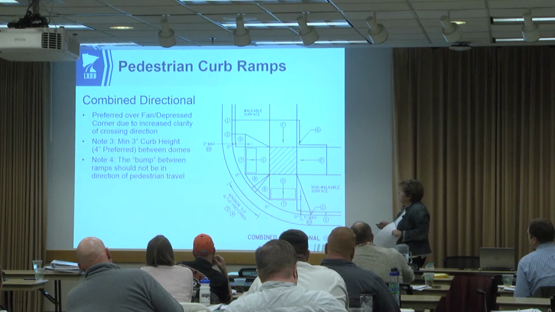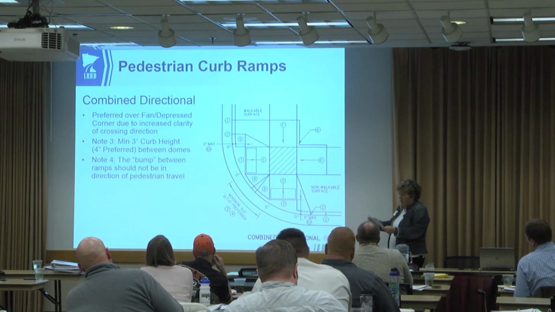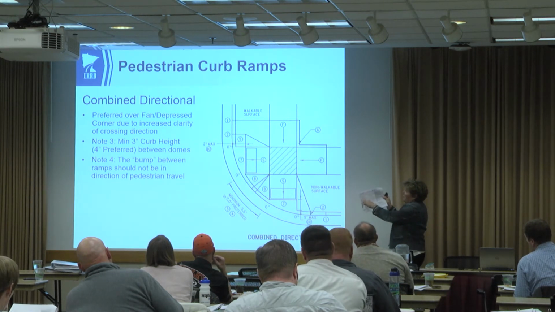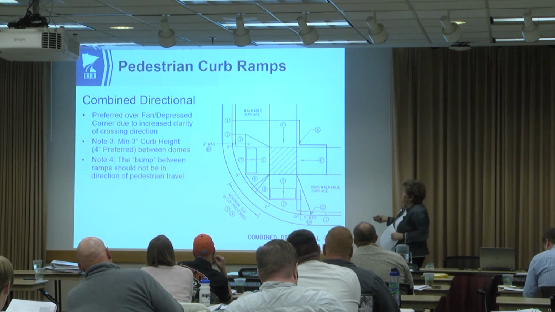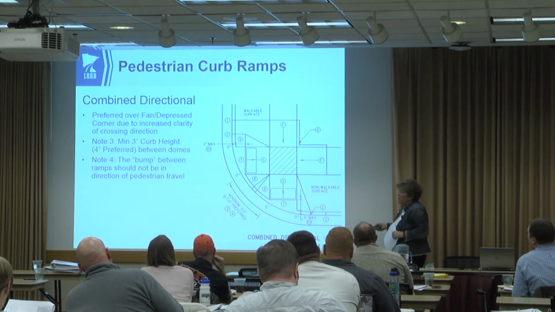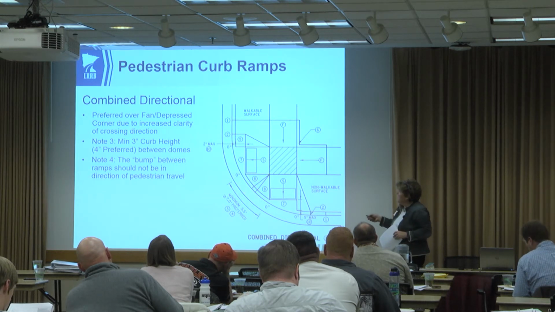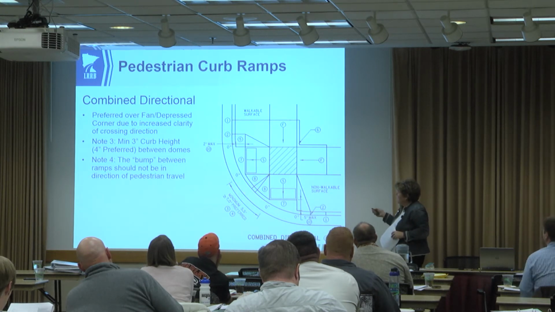Okay, a combined directional. This is a complicated one, but not a challenge to use. In fact, this is the first choice here because it provides clear direction as to which way the user is supposed to travel. So with the combined directional, we have this small pie-shaped wedge between. It offers a delineation between this route and this route.